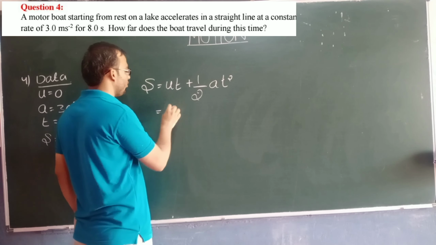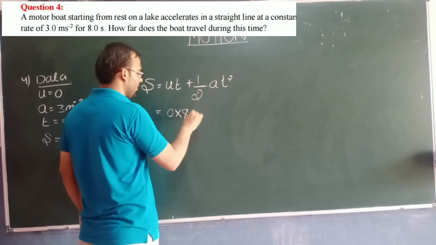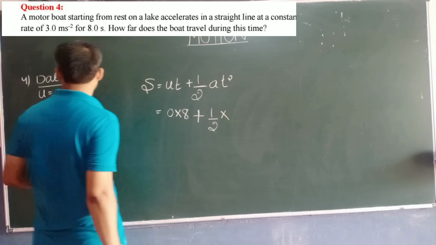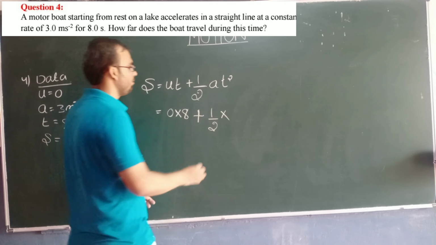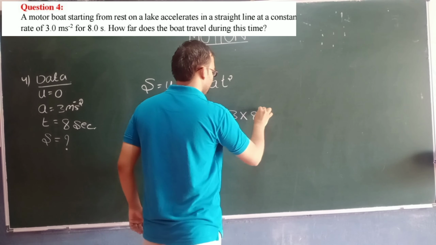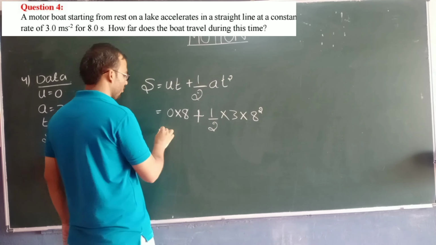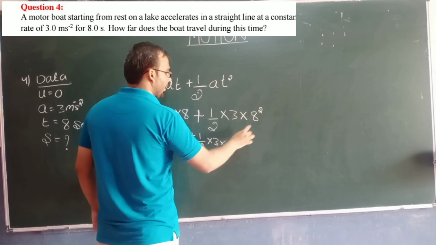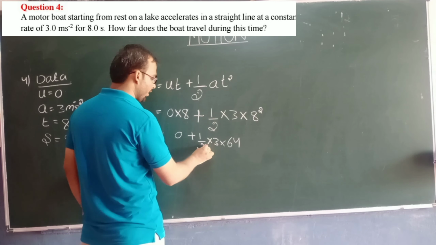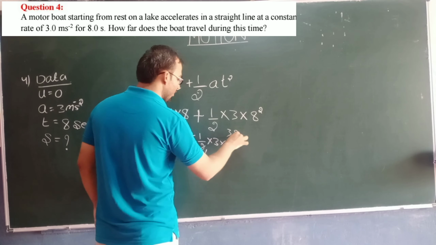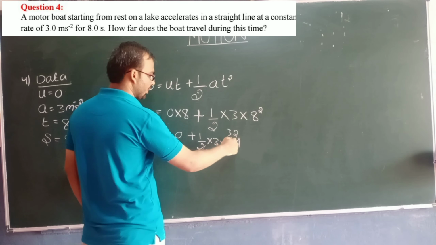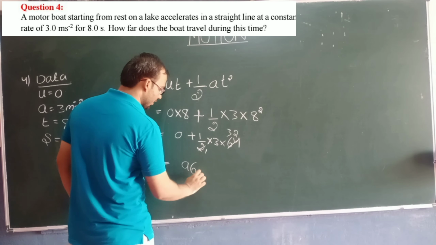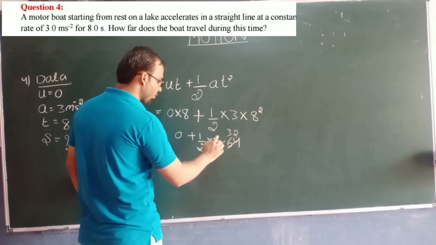So now look here. u is 0, t is 8, so time taken is 8, half, and acceleration is 3 meter per second square, times 8 square. 0 into 8 is 0 plus half into 3 into 8 square, and 8 square will be 64. So 2 ones are 2, 2 threes are 6, 2 twos are 4. Now 32 into 3 is what? 96.